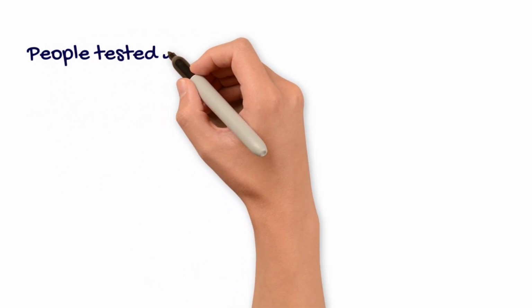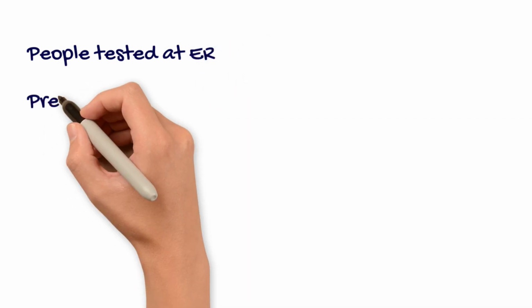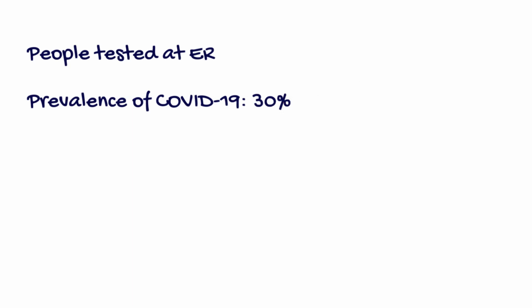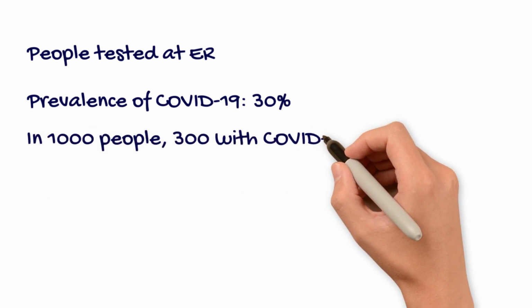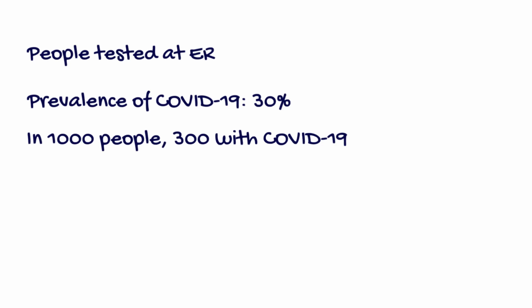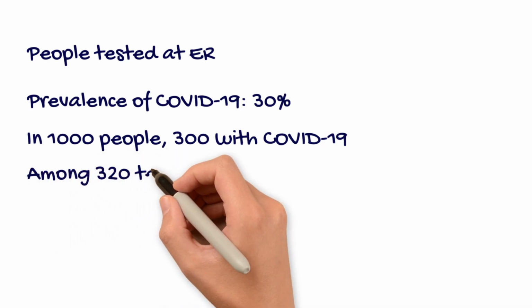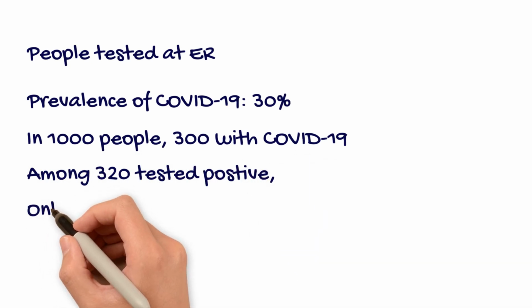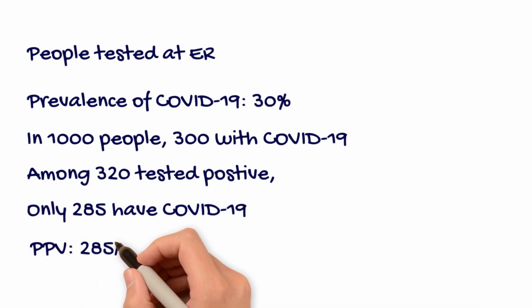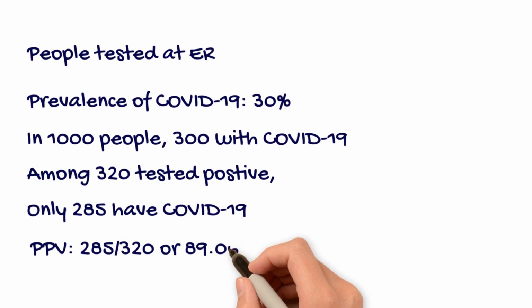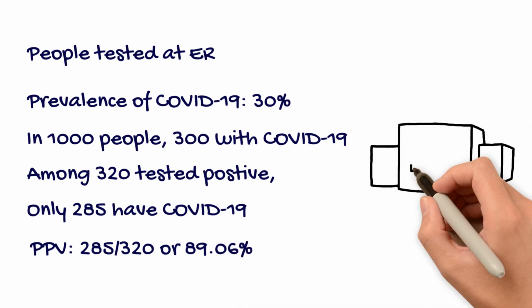This means the positive predictive value is 19 out of 68, or 27.94%. Let's say the prevalence of COVID-19 in people tested in the emergency department is 30%, meaning 30% of people in the ER have COVID-19. If 1,000 people are tested, 300 of them are likely to have COVID-19. The test has a 95% accuracy rate, so 320 people will test positive. Only 285 of them are likely to have COVID-19. This means the positive predictive value is 285 out of 320, or 89.06%.